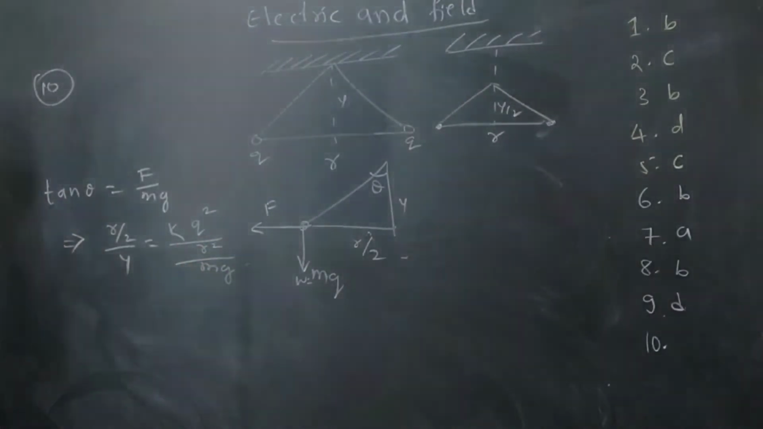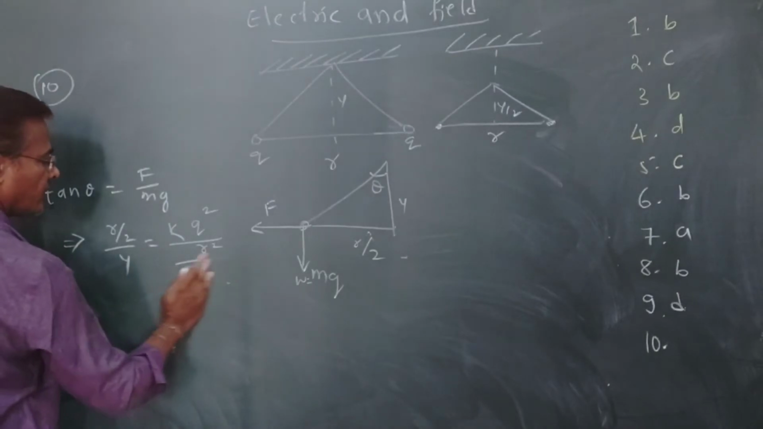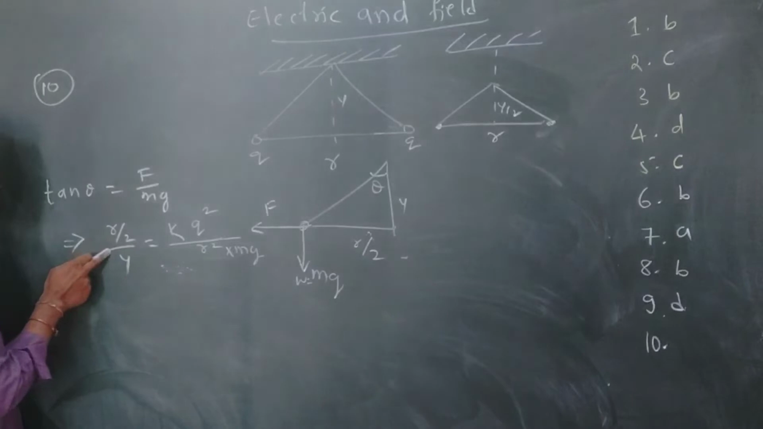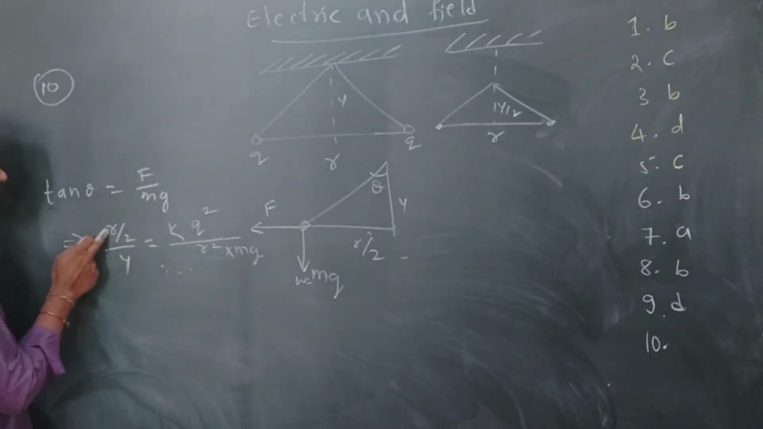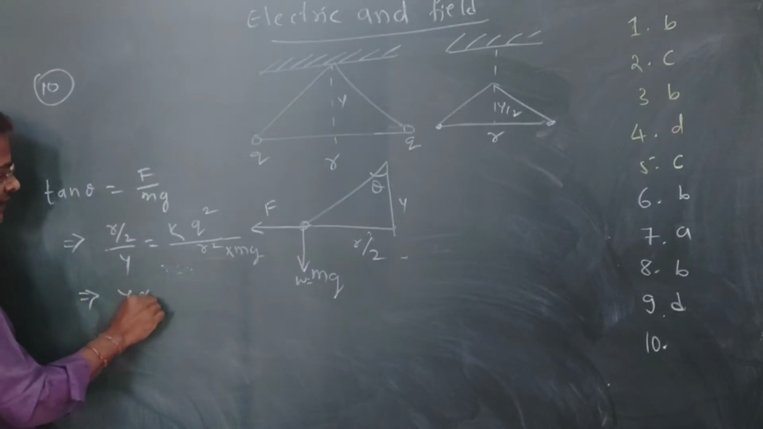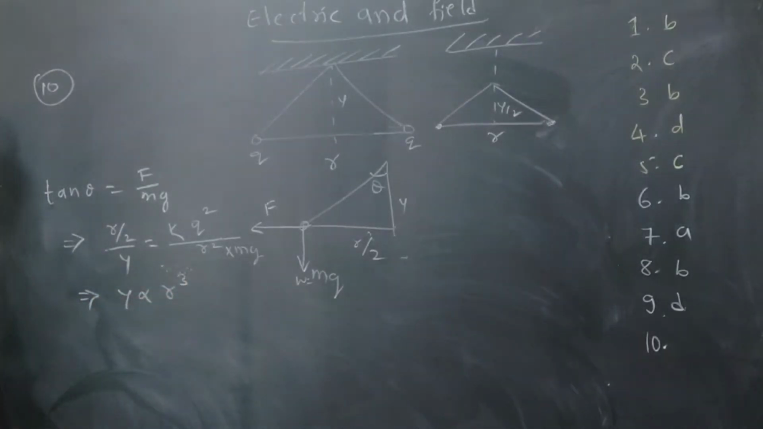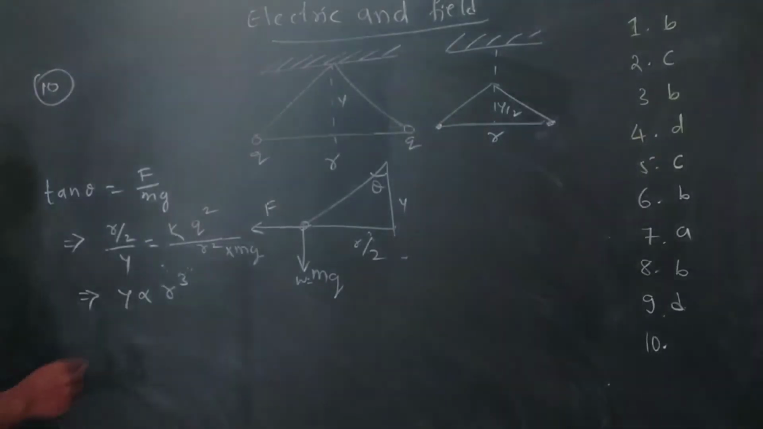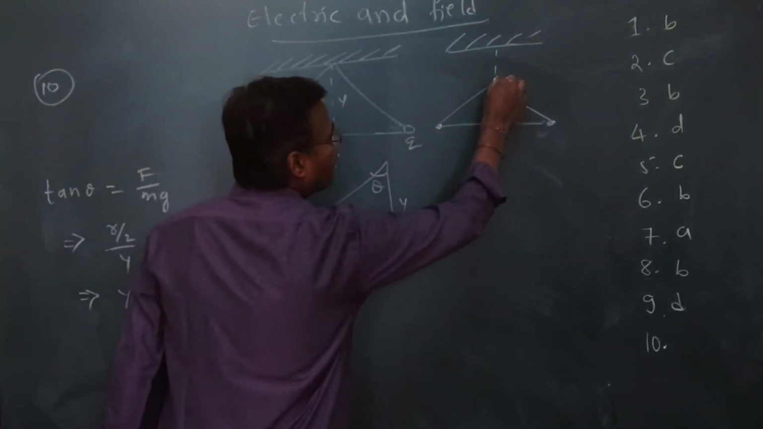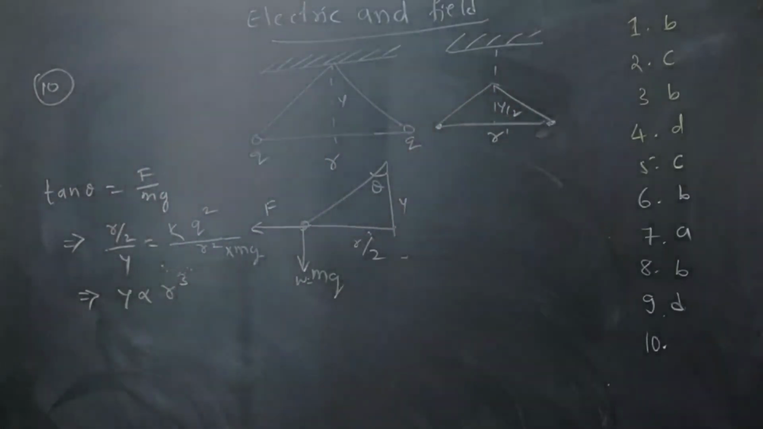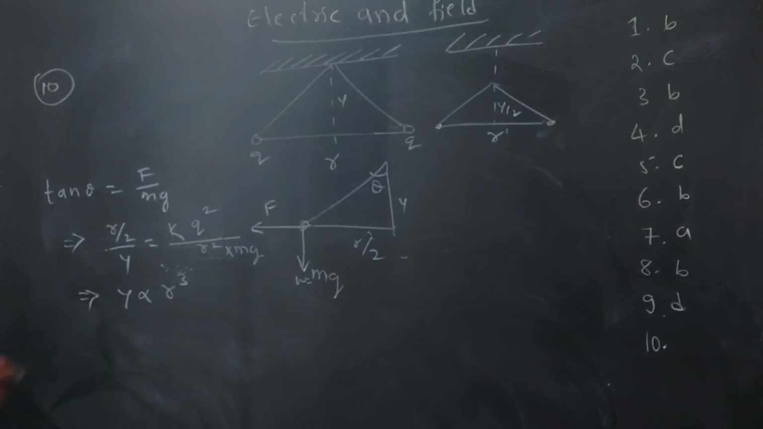Divided by mg. So this is nothing but what we can write. I will bring the mg here. Now cross multiplied, you will get r cube. All the things will be constant, so y is directly proportional to r cube. Second time, if it is R dash, it was y by 2, so what will be the R dash value? That we can calculate here.